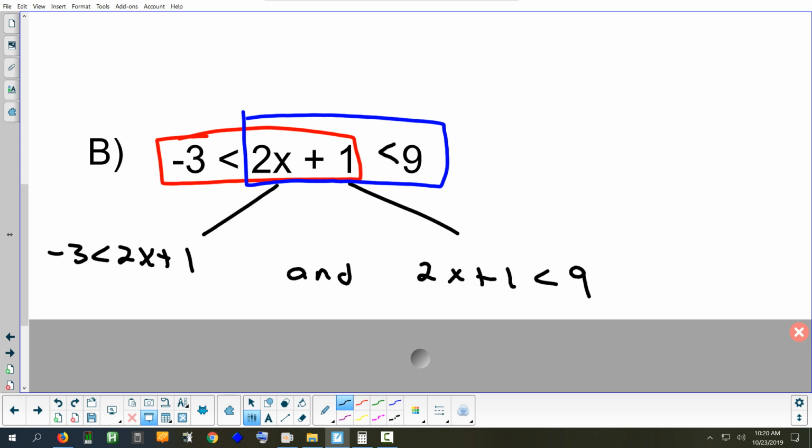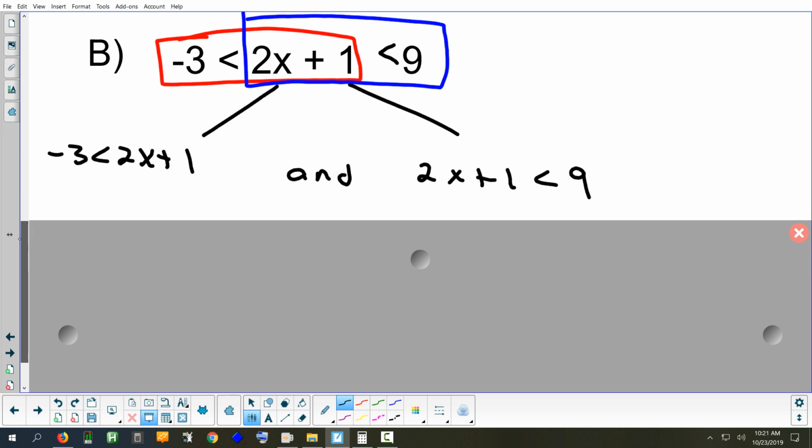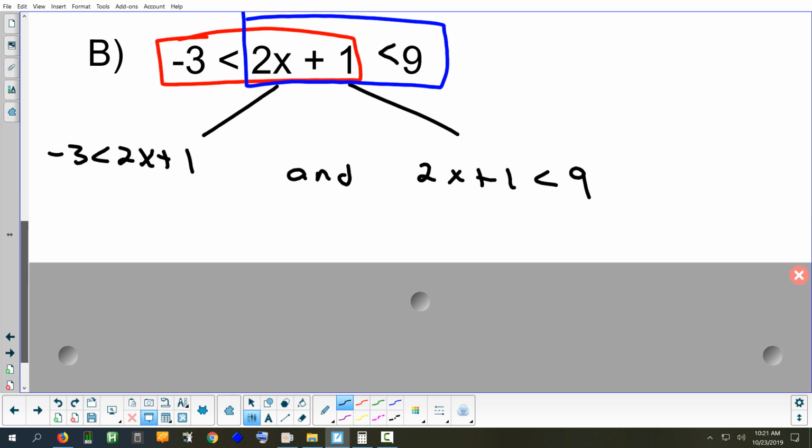And now from here, it's just like the last problem. Are there any questions on how I split that up? Okay, so just remember, the middle is used in both parts. The -3 is only on the left, and the 9 is only on the right. So we'll solve them and see what we get.